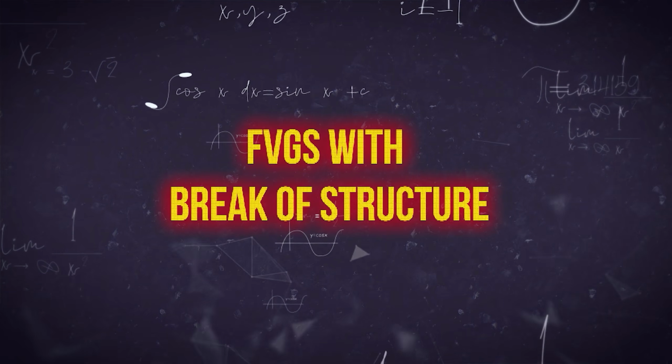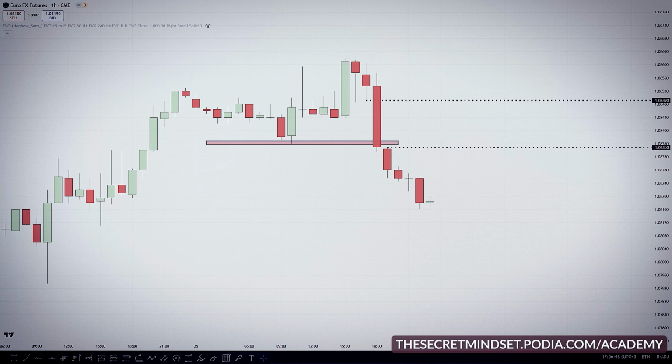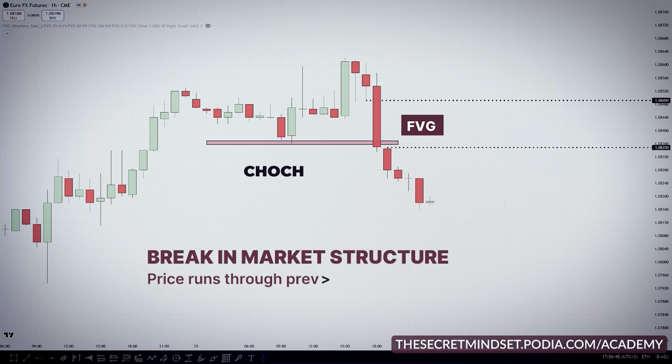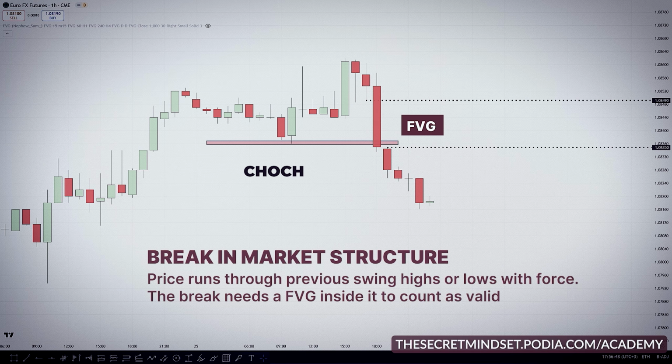Fair value gaps with a break of structure create powerful trade setups because they combine two major elements that show us exactly where big players are active in the market. A break in market structure happens when price runs through previous swing highs or lows with force, but this break needs a gap inside it to count as valid.